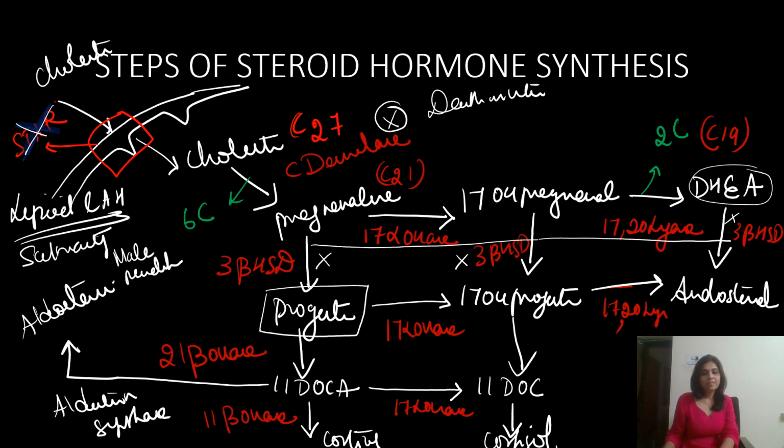Now, what if it's 21-hydroxylase defect? Almost similar, right? Even in 21-hydroxylase defect, what is not formed? Aldosterone is not formed. So salt wasting form. Okay. No cortisol. So feedback stimulation of ACTH causes hyperpigmentation.